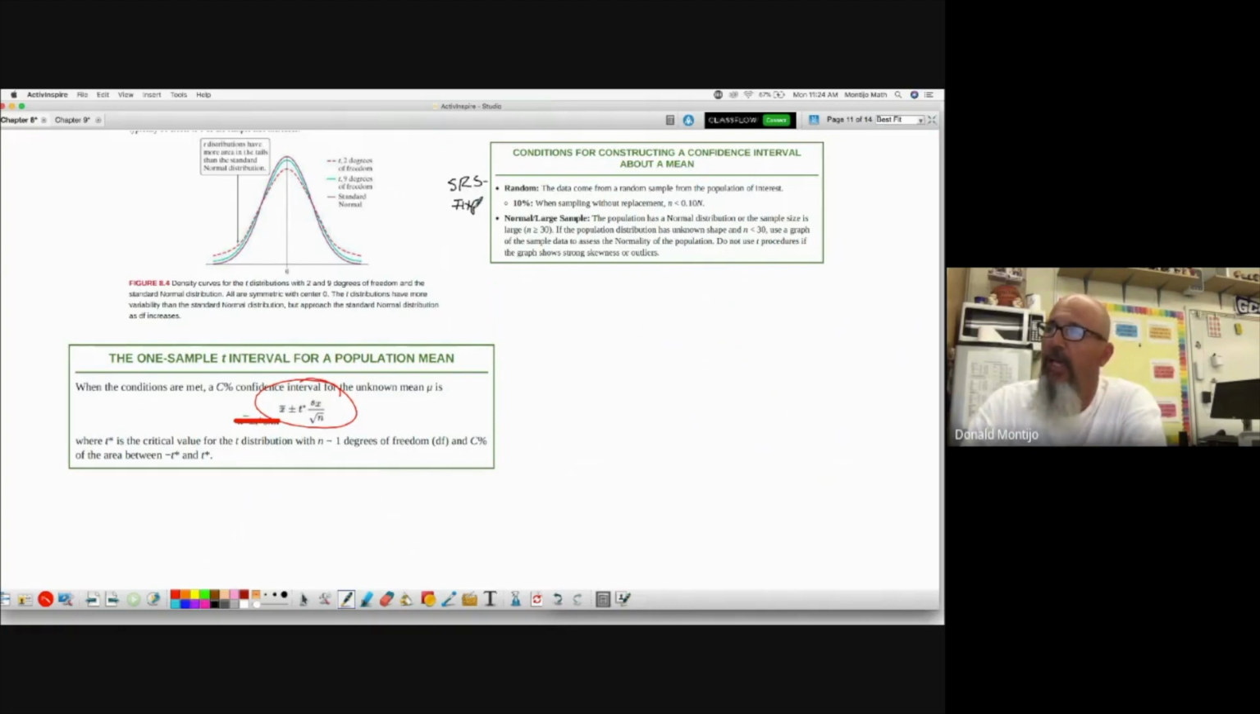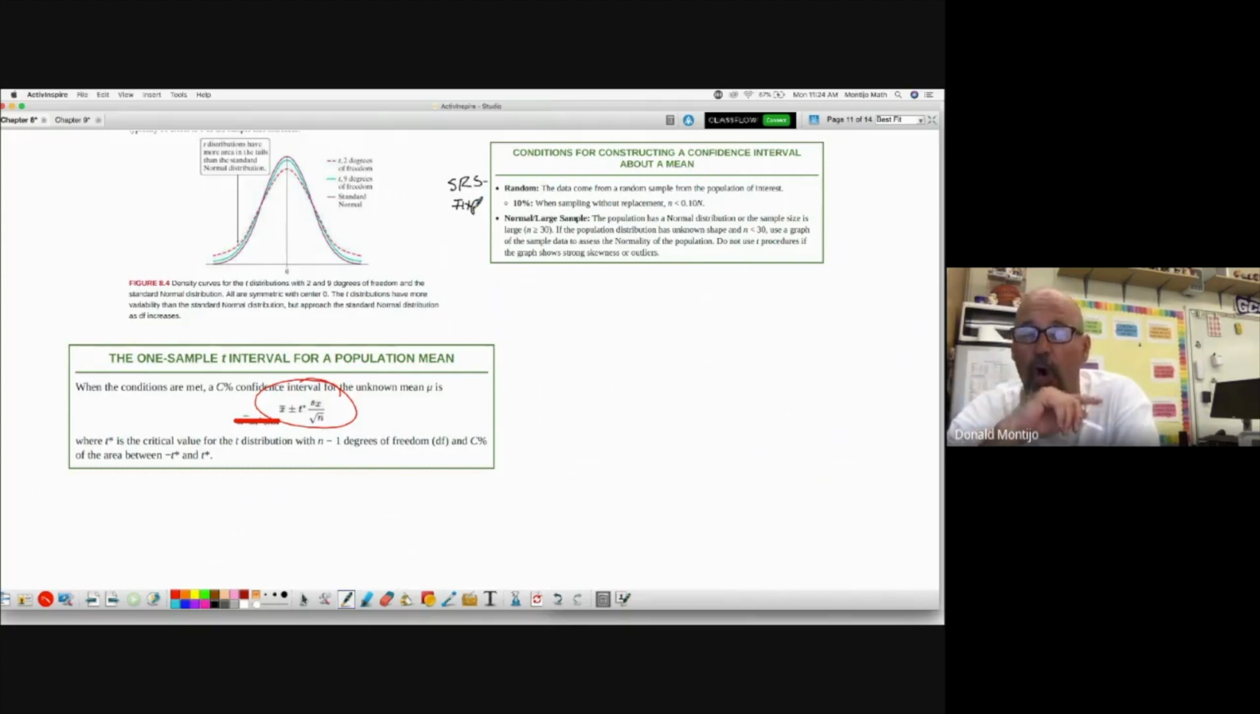Is the population at least 10 times the size of the sample? That's the same as before. Okay? Normality is very different for quantitative rather than categorical, however. In categorical data to check normality, we did n times p hat and n times 1 minus p hat were both greater than or equal to 10.